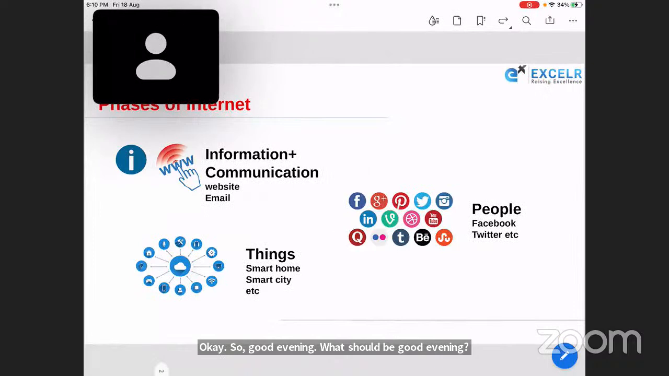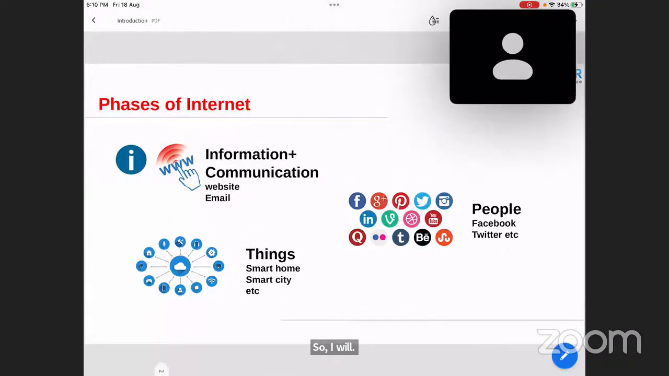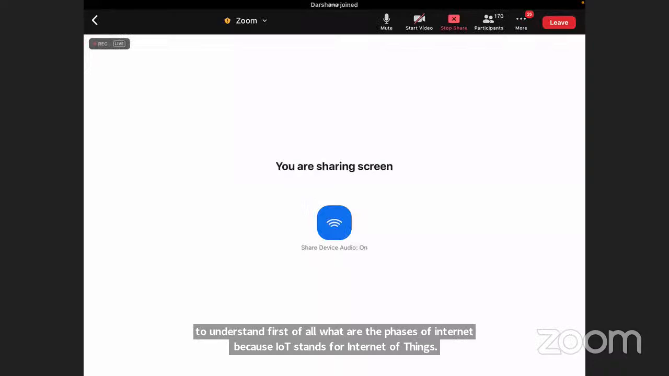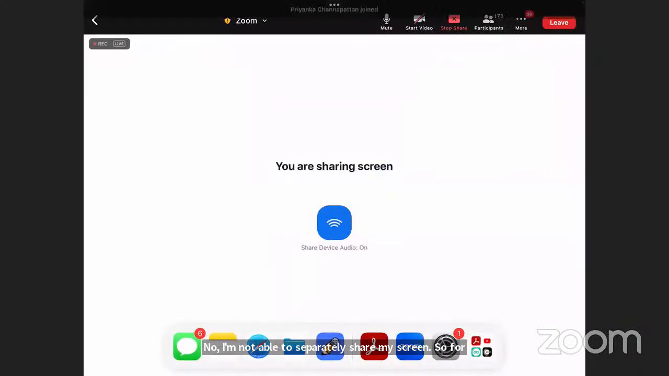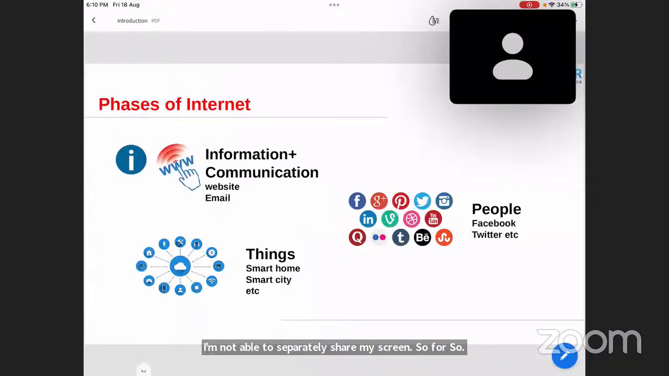So I will start with this. To understand what IoT is, we need to understand, first of all, what are the phases of internet, because IoT stands for Internet of Things. I'm just going to my main screen. I'll just stop sharing and share again. No, I'm not able to separately share my screen. So for comments, I have to come here. Okay. So the phases of internet, that is a very important part to understand how we have come to this, where we have connected devices and internet connected sensors.